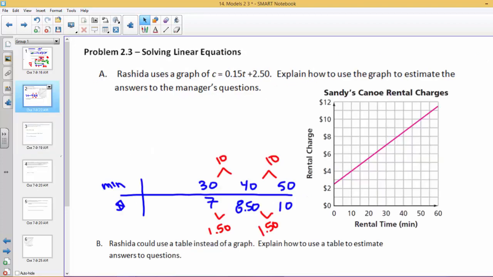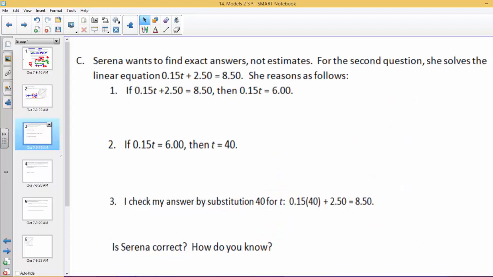And these points are all right here on the graph too. So this is over 30 minutes up to $7. That's right there. Over 40 minutes would give you $8.50. See how that's $8.50? And then over 50 minutes would give you $10. And then you could draw your line. It's linear, go through all points, and then you could make predictions on your graph also.